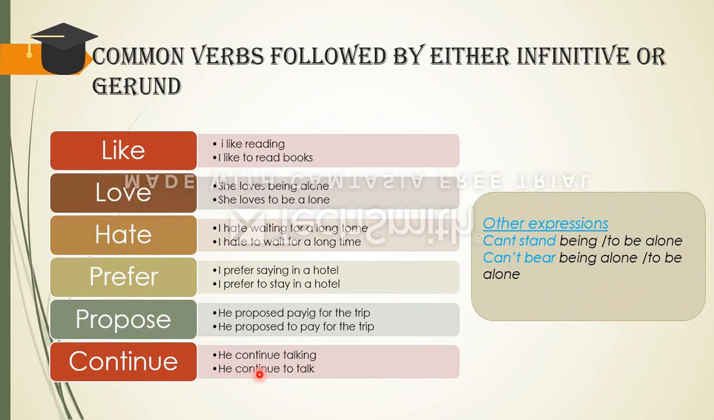Other expressions that go along with these verbs are can't stand or can't bear. So with these two expressions, you can also either choose to use the infinitive with to or the gerund. Okay, for example, you can say I can't stand being alone, or I can't stand to be alone. I can't bear being alone, or I can't bear to be alone.